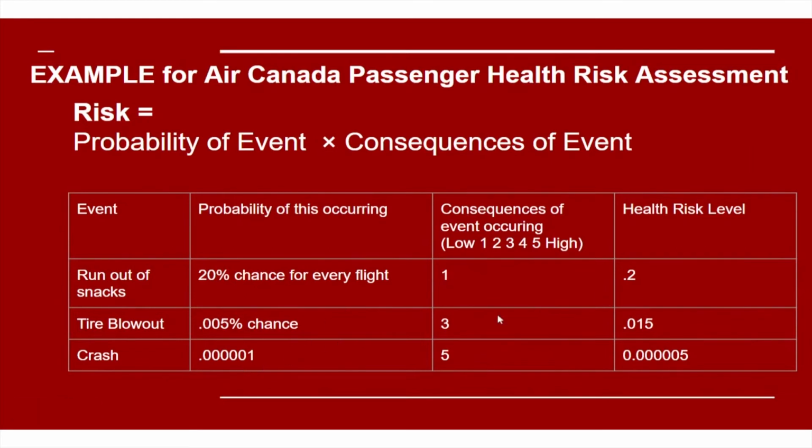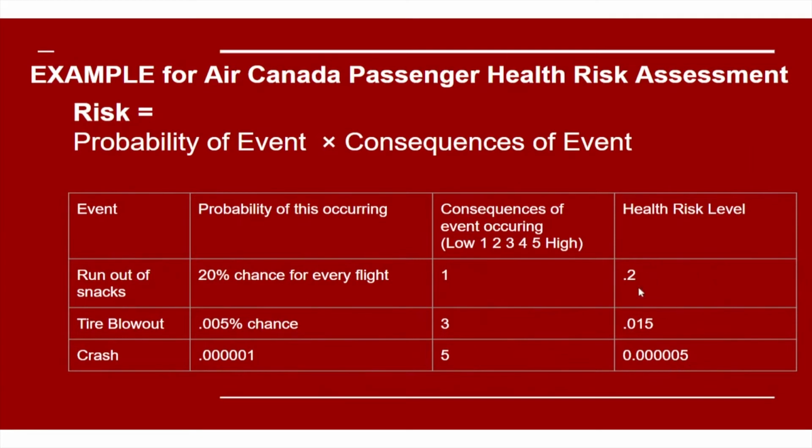And it's even lower than that. What are the consequences? Very high. But still, the health risk is relatively low. So we ask ourselves here, okay, management, what should we focus on? And oddly enough, the peanut issue and the snack issue is going to be more important than the crash issue, because even though crashes are much more consequential, the probability is that that's not going to happen.